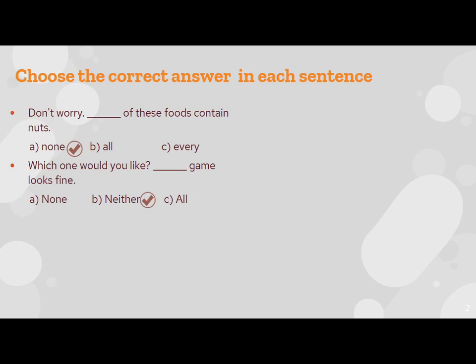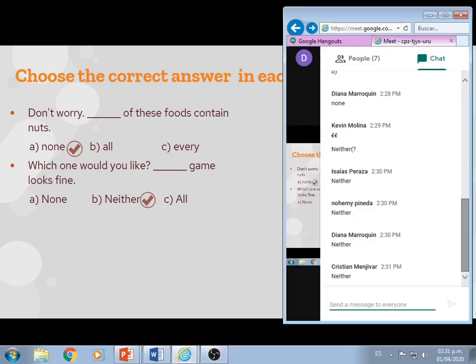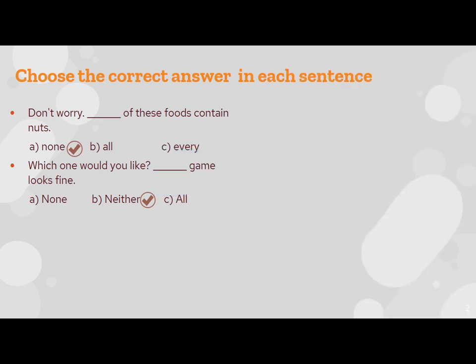So we cannot say none because every time we have none, we have to use the preposition of and then another determiner. And here we don't have that. In the case of letter C, we have all. All game looks fine, but the question says which one, so you're giving an option. So in this case, neither is the correct answer. Perfect, guys. So let's continue.